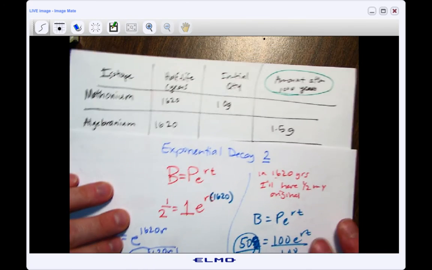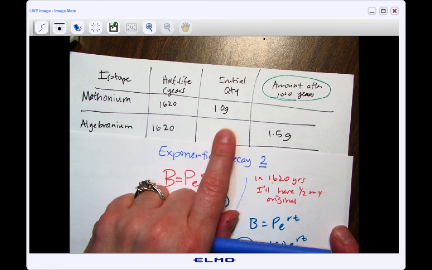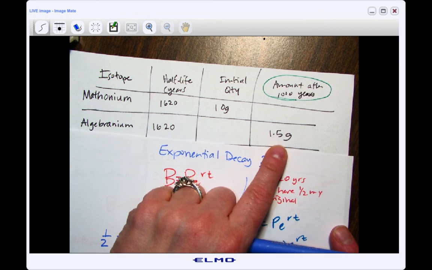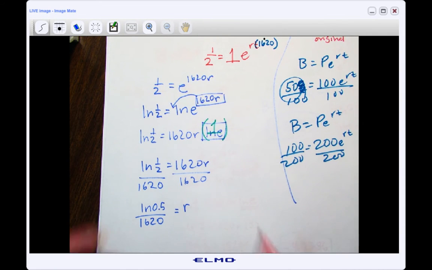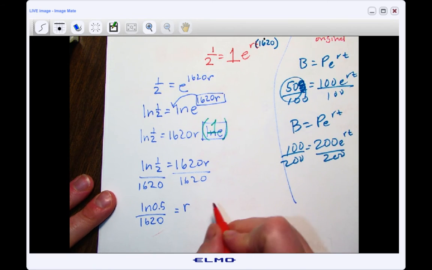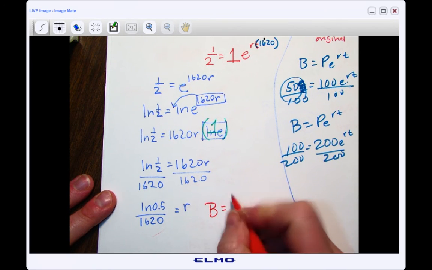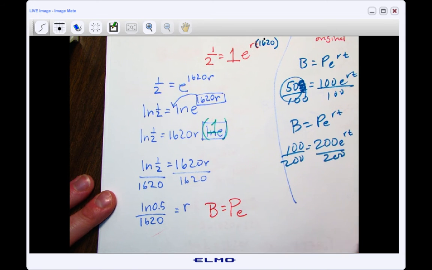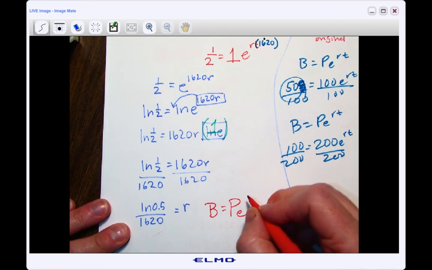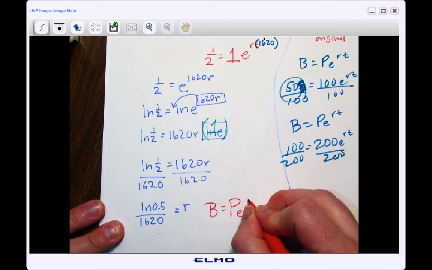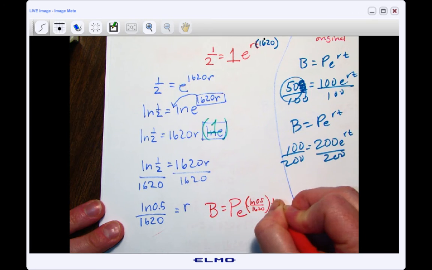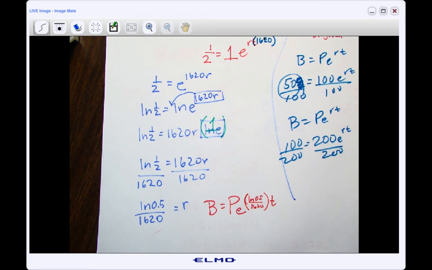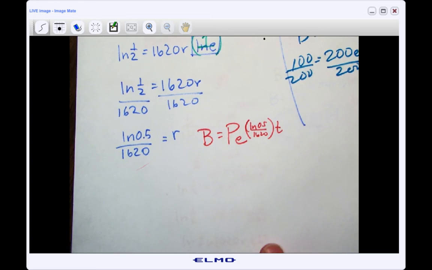All right, now let's go back to what our original question was. It's asking me to find that initial amount, and it tells me that after 1,000 years, I have 1.5 grams left. So now remember, the equation that I have, now that I found R, is that B is equal to P, which I don't know, times e, which is a given, I do know that one, to the power of my rate, which is ln 0.5 over 1620, and we have a t. Okay, so now this is my new equation. This is the equation I'm working with. I just found out the rate.